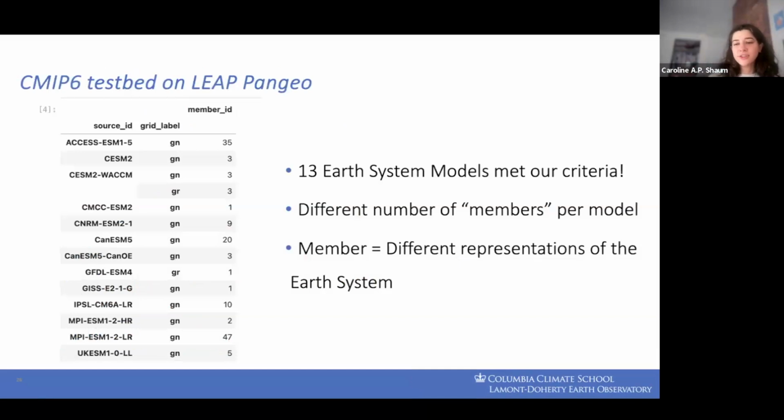So after running that chunk of code, we're able to see that 13 Earth system models output the things that we need to create our testbed. You also see those different members, and different members are different representations of the Earth system. So all in all, this is probably over 100 different representations of Earth system models that we can merge into one big testbed.